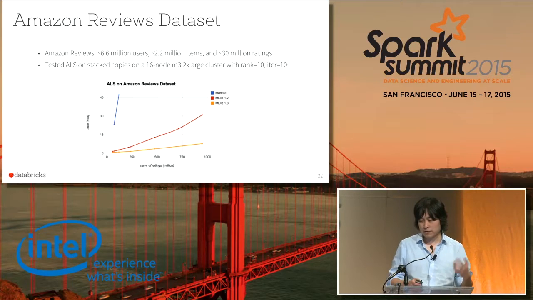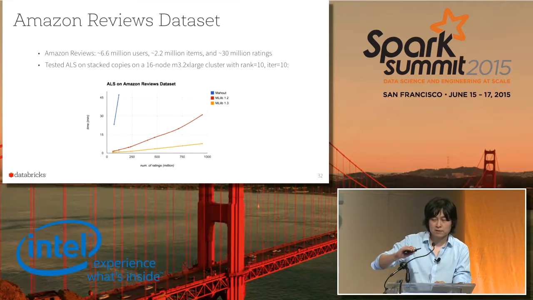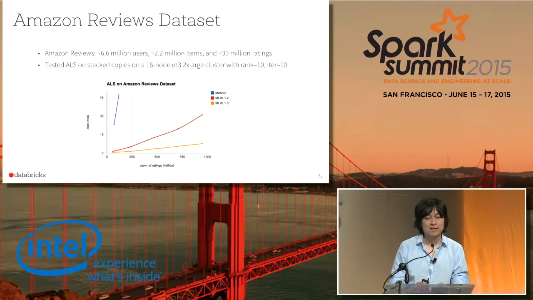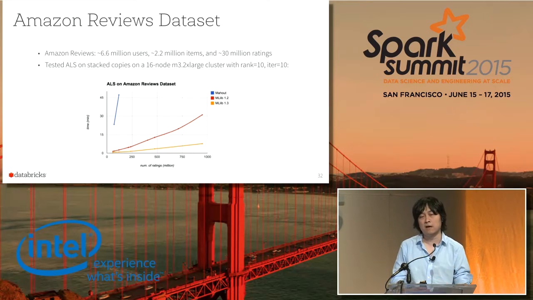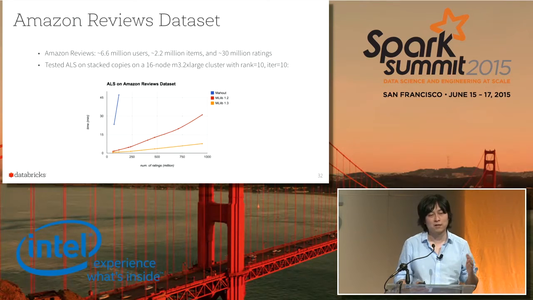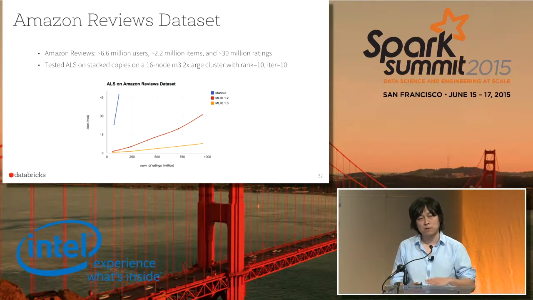And we did some experiments, and this one is on the Amazon reviews data set. It's about 6 million users, 2 million items, and 30 million ratings. And we put some stacked copies of this data set, basically just to test the scaling of this algorithm. And you see on the left is Mahout. Mahout was based on Hadoop, and it doesn't really work for machine learning algorithms that require iterations. And then we have MLlib 1.2. It can scale up to 1 billion ratings.